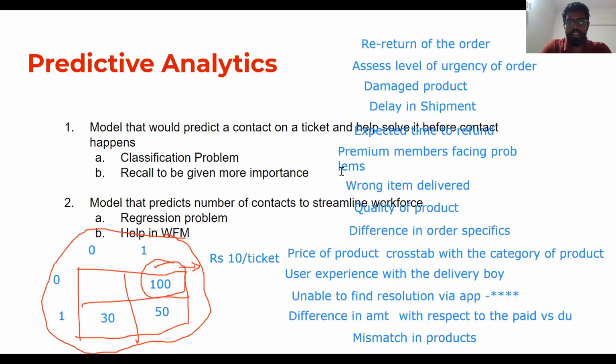Yes. Any queries? Anything which you guys want to add or subtract in that particular case?